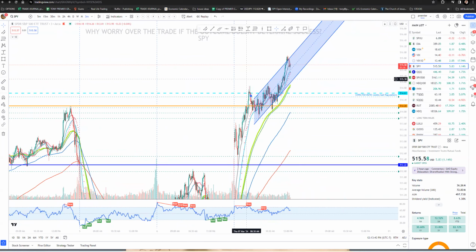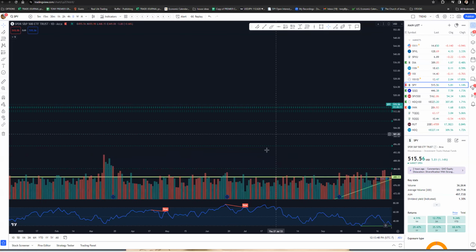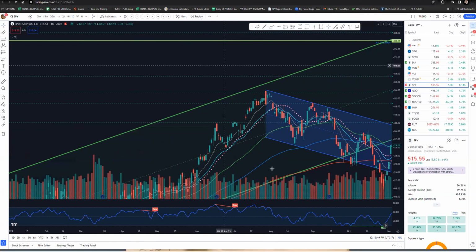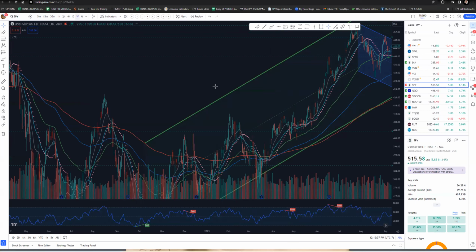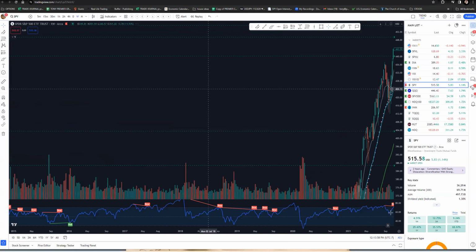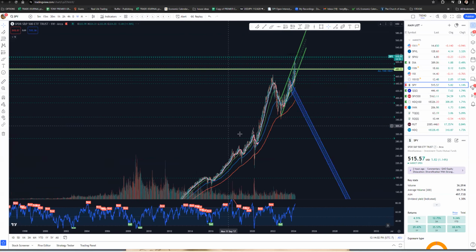Cool. Let's practice drawing a few more of these and giving you some more examples, and I'll teach you how you can use these to help manage the trades that you're in and how you can use them to get into trades. All right. So if we go out, let's go out to a big time frame. Let's go out to a weekly.